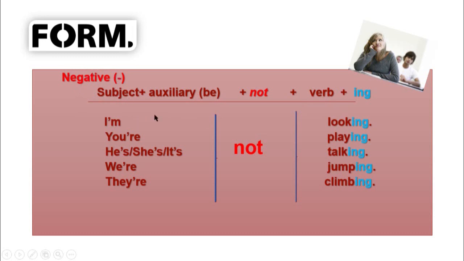For example, I wanted to say, I'm not looking. You're not playing right now. He's not talking right now. We're not jumping right now. They're not climbing right now. So here we are making negative sentences.